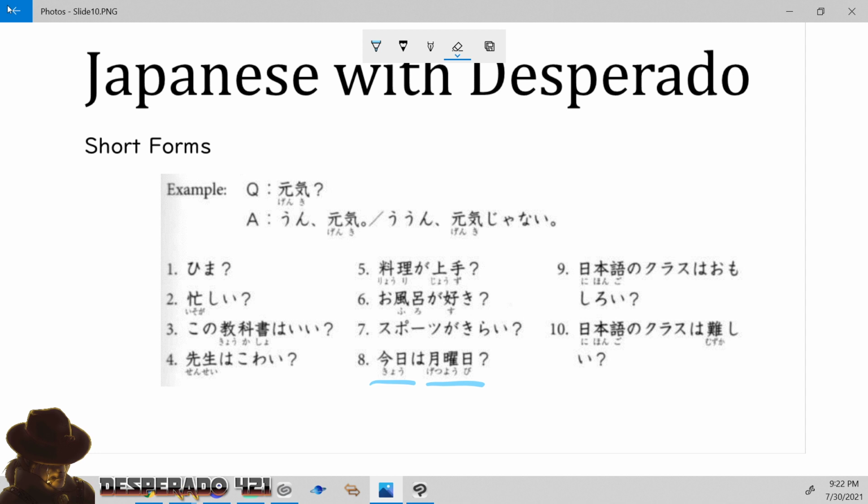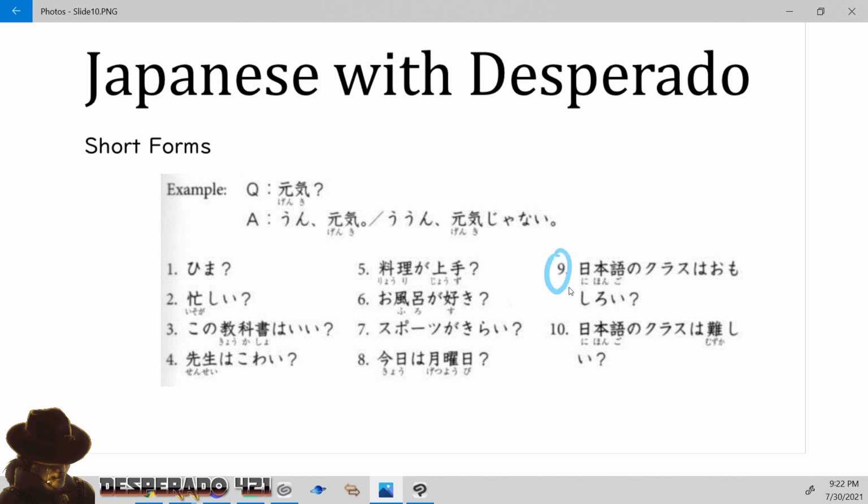I would assume that's Saturday. Well, we have Sunday, and then we have Moon, Monday. Right. So, kyo wa getsuyobi. Getsuyobi janai. Very good. Fantastic.